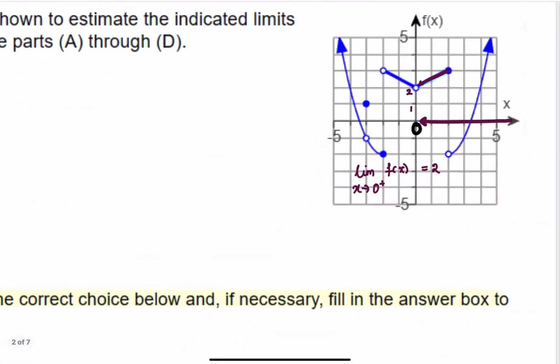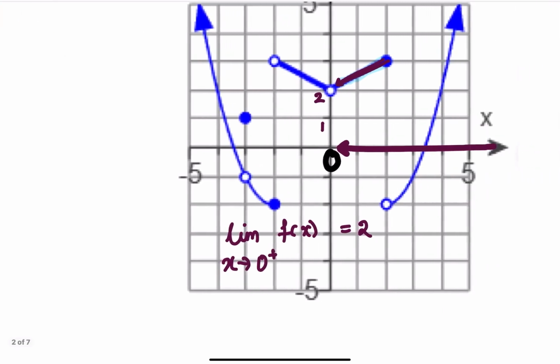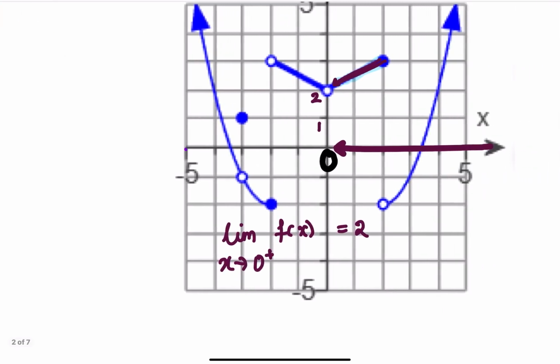Now let's see what happens when I approach from the negative side. I'm going to use a different color. So I'm getting to 0 from the negative side, but I'm trying to see what is happening to my function. What's happening to my function? The function is still going to positive 2. Very good. So I have the limit as x goes to 0 from the negative side. The function value is positive 2.